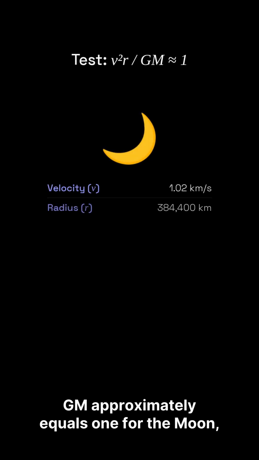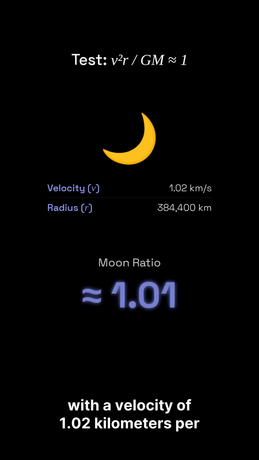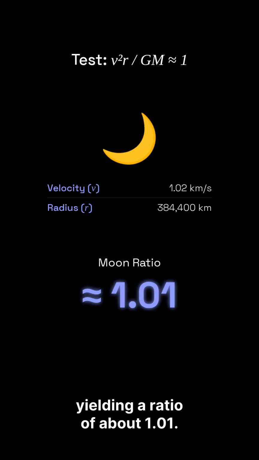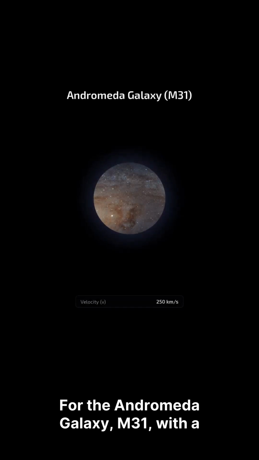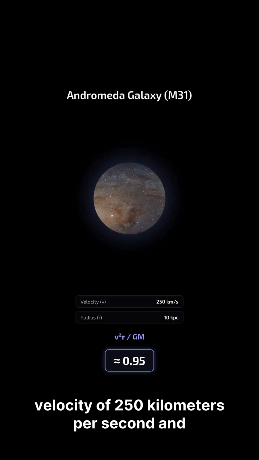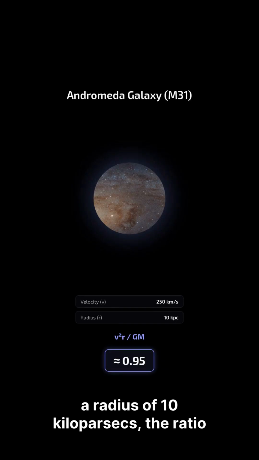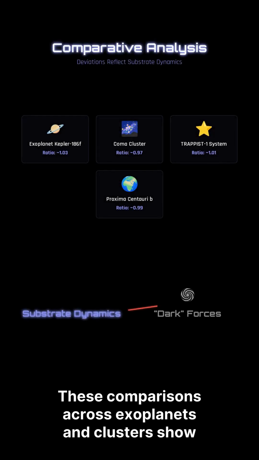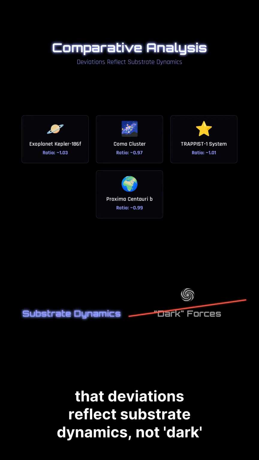We can test v squared r over GM approximately equals 1 for the Moon, with a velocity of 1.02 kilometers per second and a radius of 384,400 kilometers, yielding a ratio of about 1.01. For the Andromeda Galaxy M31, with a velocity of 250 kilometers per second and a radius of 10 kiloparsecs, the ratio is approximately 0.95. These comparisons across exoplanets and clusters show that deviations reflect substrate dynamics, not dark forces.